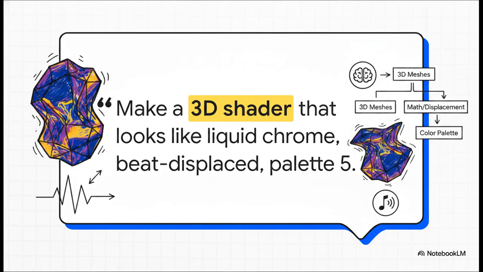And because VKO1 recently added that true 3D environment we talked about, you can get incredibly specific. You could type something like, make a 3D shader that looks like liquid chrome, beat displaced, palette 5. Claude inherently knows how to access those 3D meshes. It knows exactly how to displace the vertices based on the strength of the beat, and it knows how to apply your specific color palette. It handles all the heavy lifting of the complex math and the graphics pipeline for you.